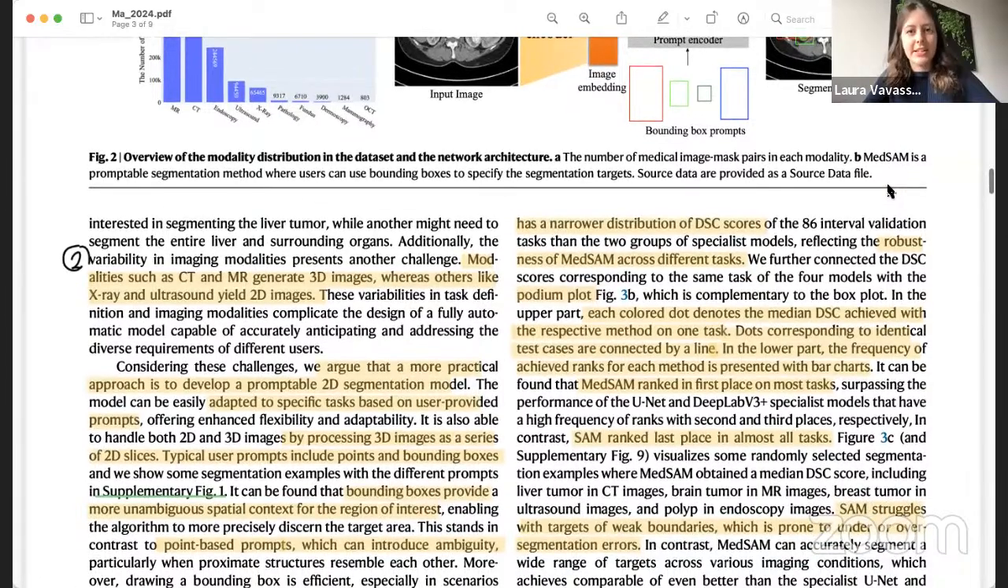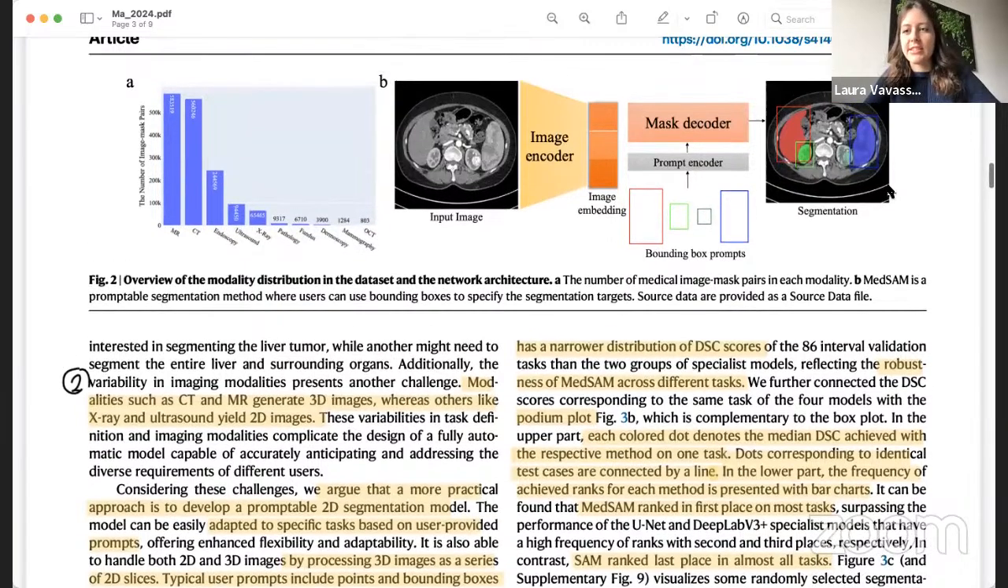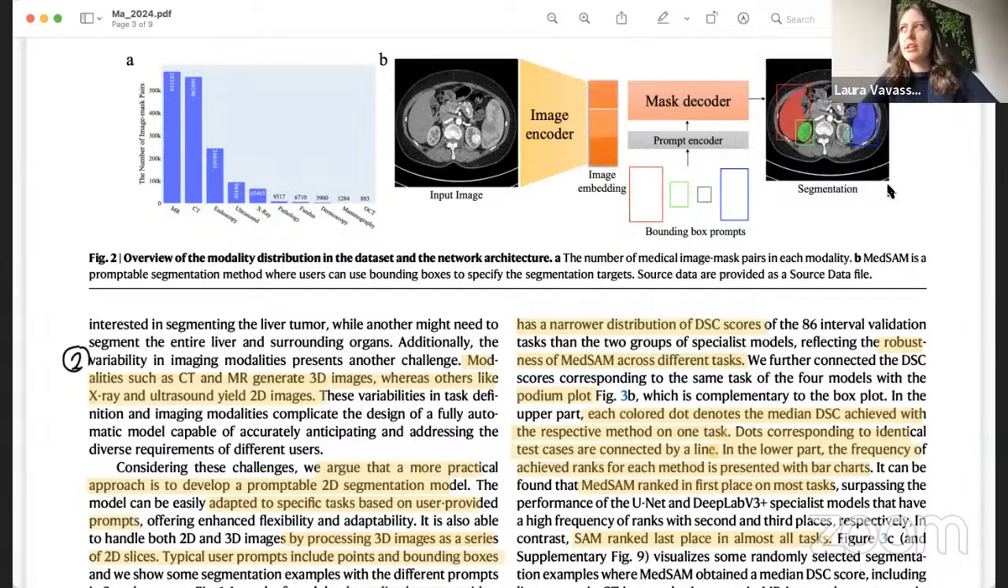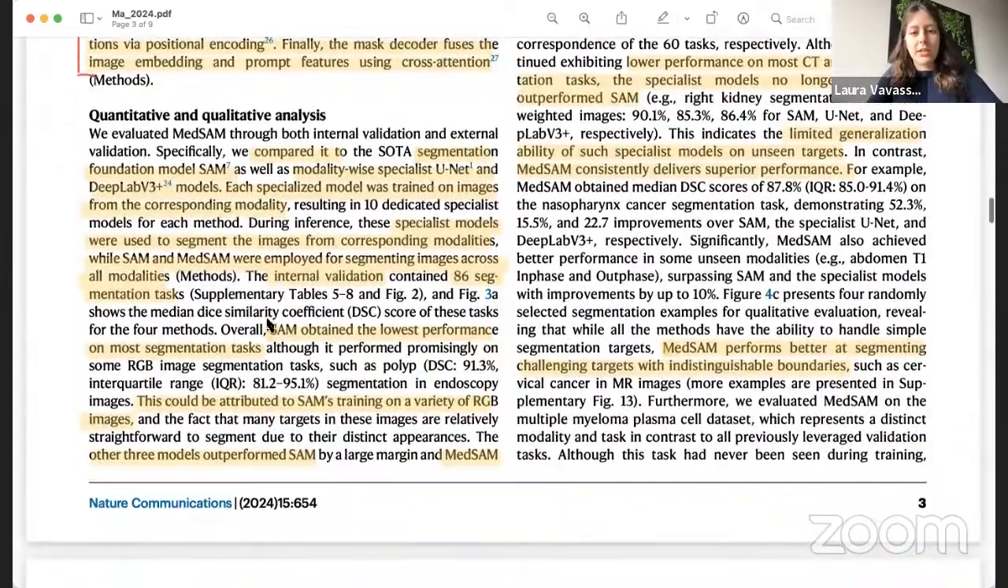And in order to test whether this method is good or not, of course, they did some tests. What they did was to evaluate the internal and the external validity of the model compared to other models. The models that they use for comparison are the Segment Anything Model, the one that I talked about before, used on naturalistic images, and two specialist models, UNET and DeepLab V3 Plus. For the internal validation, which is basically using the model to segment images that are part of the initial dataset, they take part of the dataset for training, part for fine-tuning, and then part for testing.